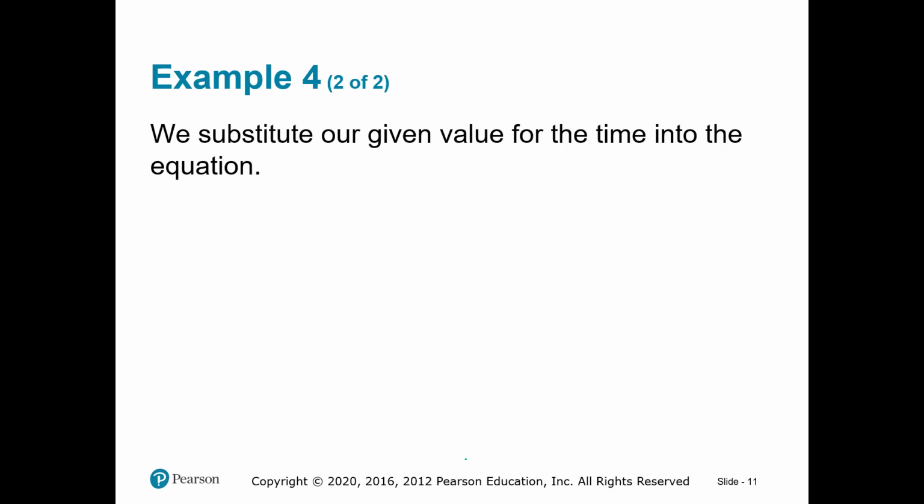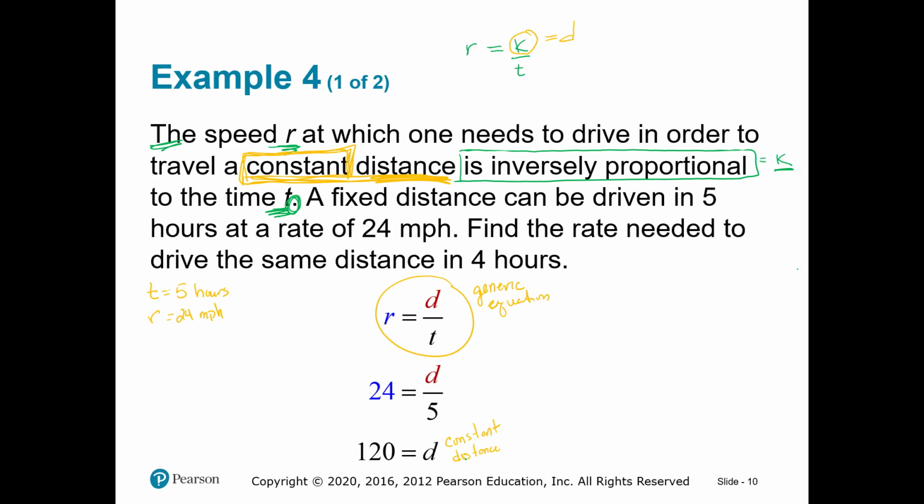So, hold on 1 second. And they didn't write it. Okay, so here's what we're going to do. That's our constant, isn't it? So, we need our specific equation. And the specific equation now is r equals 120 over t. The speed is equal to 120 divided by the time. Cool?